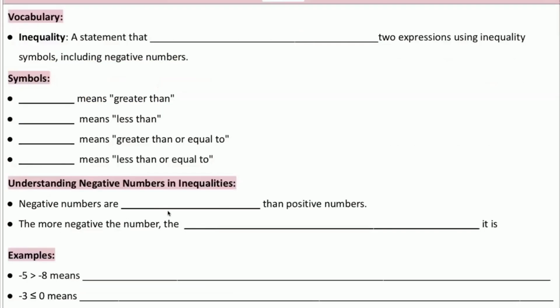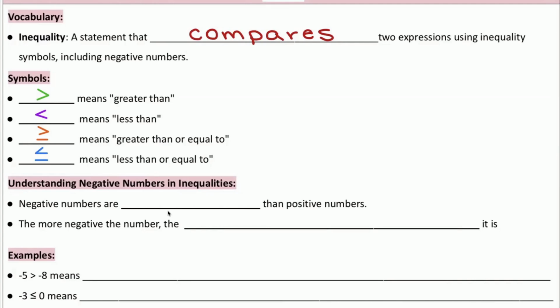Our first note is that an inequality is a statement that compares two expressions using inequality symbols, including negative numbers. So our first symbol means greater than. This next symbol means less than. Sometimes it helps students to remember that this is less than because it kind of looks like a capital L. Our next symbol is greater than or equal to. And then we have less than or equal to.